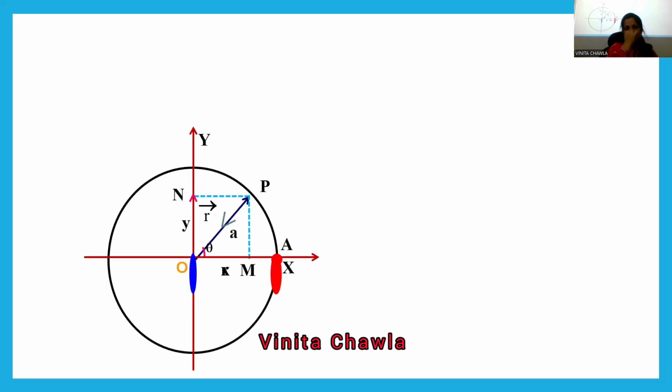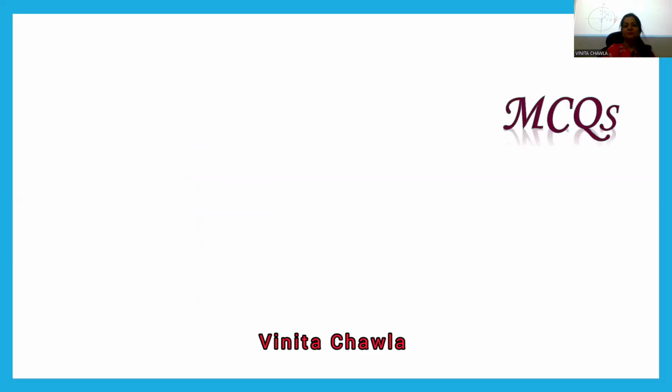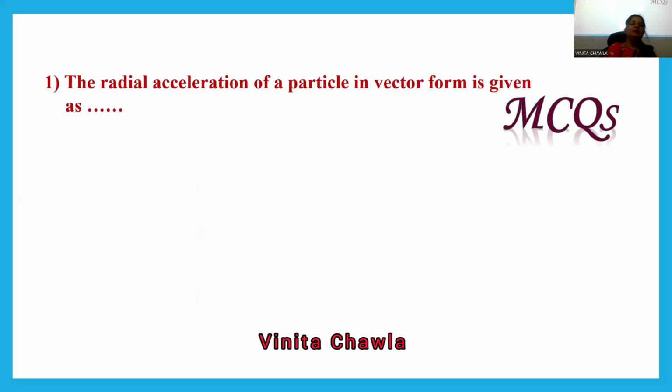This is the direction of acceleration. It acts towards the center while radius vector acts away from the center. You can see they have the opposite directions. Now we have questions based on this. The radial acceleration of a particle in vector form is given as this.